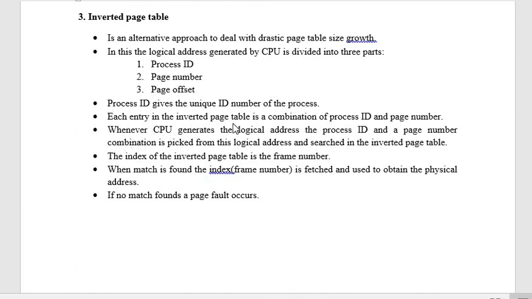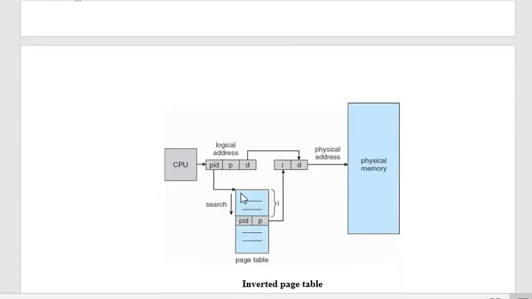Each entry in the inverted page table is a combination of process ID and its page number. For every process, there might be several pages, so we need to tie the page number to that particular process. So we make that the entry in the inverted page table: the page number and its relevant process ID. Whenever the CPU generates a logical address, the process ID and page number combination is picked from this logical address and searched in the inverted page table. Let us look at the diagram, you will understand better.